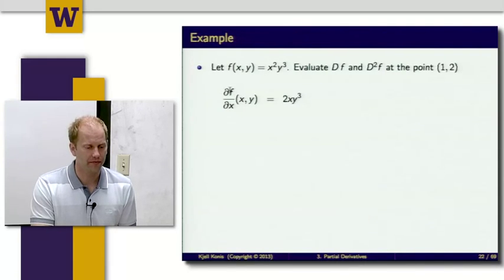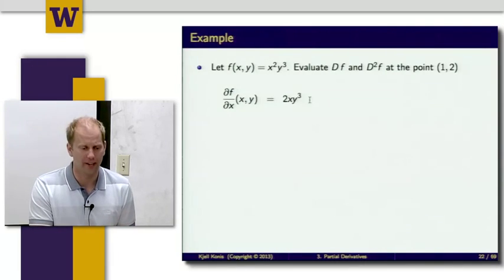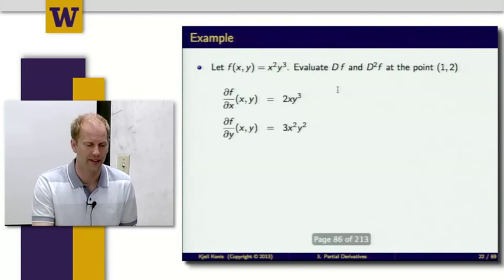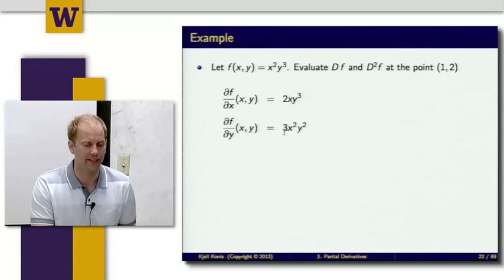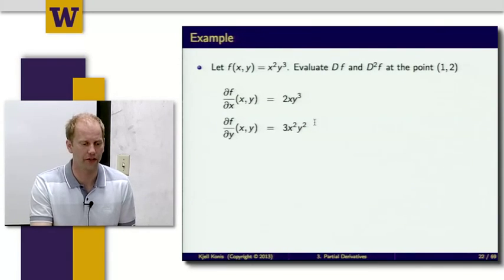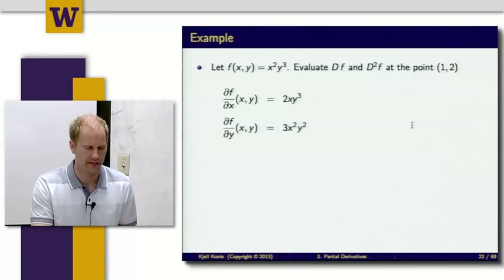So here I've just skipped most of the work. I think I just put the answers here. Some of these are really easy to see. The partial derivative of x squared y cubed with respect to x is just going to be 2xy cubed. It's also easy to see that the partial derivative with respect to y will be 3x squared y squared. It's just the power rule and treating the other variables, so in this case y, in this case x, as a constant.